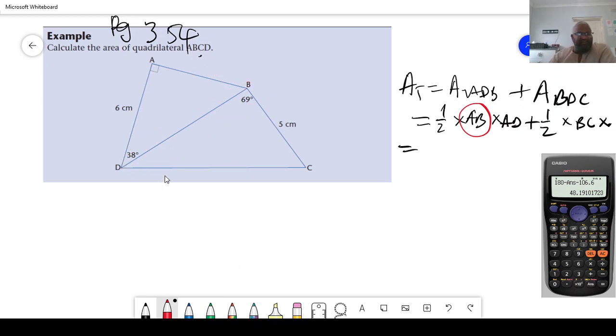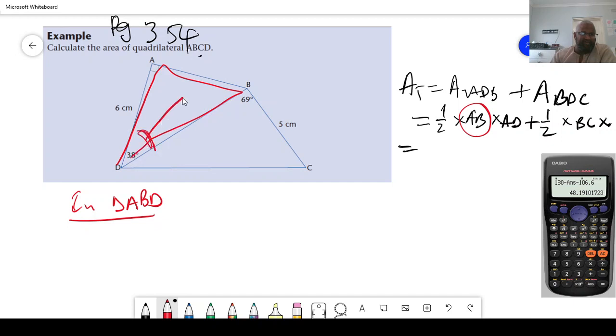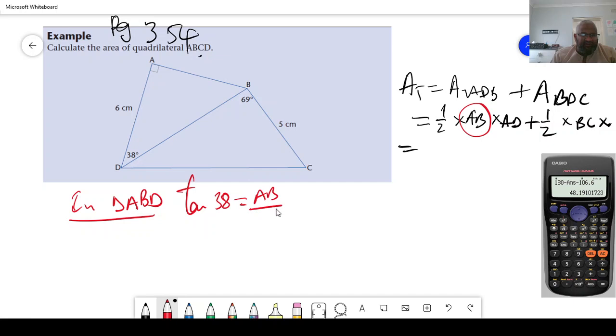So if you're looking at calculating AB first, in triangle ABD, you don't have to write this, but since there's more than one triangle, I tend to write it. In this triangle you see here, we want to calculate, with reference to the angle, it's opposite and adjacent, so that is tan. So we say tan of 38 degrees equals opposite, which is AB, over adjacent, which is 6. Cross multiply. So AB is equal to 6 tan 38 degrees.